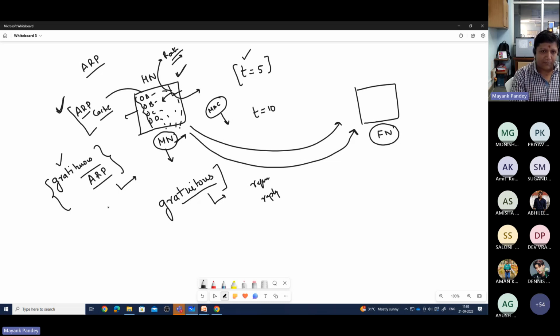Now another question is, suppose any other node wants to communicate with the mobile node. Suppose there is a node E which previously has not communicated with the mobile node, has just come up, and is not having anything in the ARP cache. The ARP cache is empty. Now E wants to communicate with this mobile node. Obviously, E will run an ARP, but the mobile node is not there. What will happen?